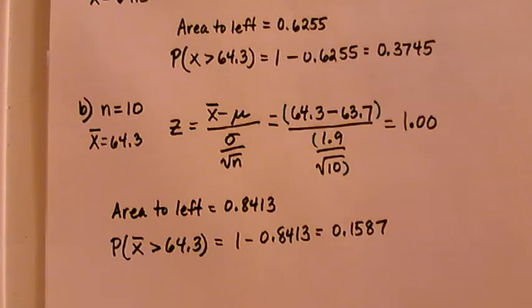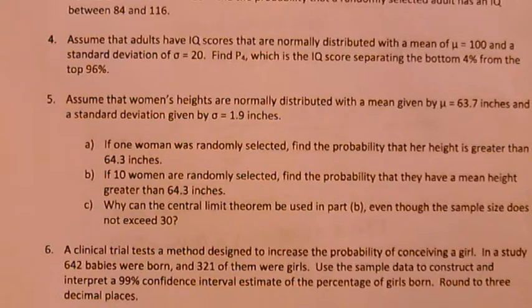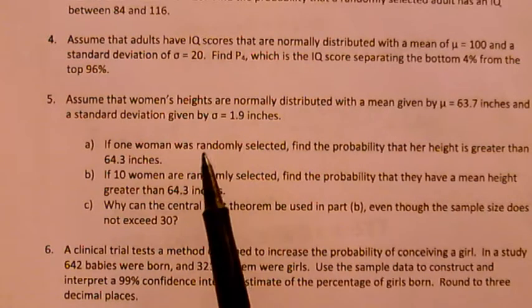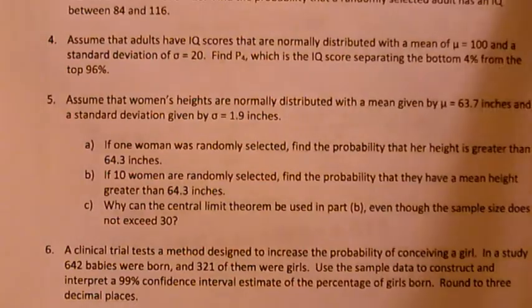Okay. Now to answer part C of number 5: why can the central limit theorem be used in part B, even though the sample size does not exceed 30? Well, we were told in the problem that we're to assume that women's heights are normally distributed, which is one of the requirements that would allow us to use the central limit theorem. We're told that we have women's heights that are normally distributed.